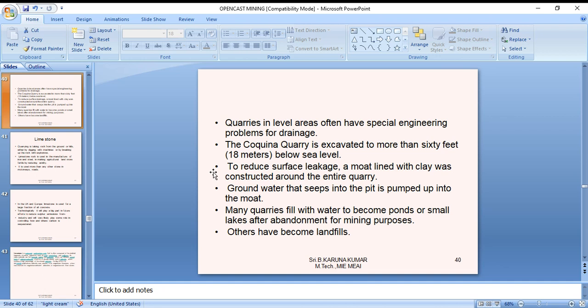Many quarries fill with water and become ponds or small lakes after the mining purpose is abandoned. Others have become landfills. So with many quarries, like the ACC in the Mancherial area, they are used for limestone extraction. They leave the quarry, it fills with water, and it is used for tourism purposes. This is one way of reclamation, or reproducing the original thing.